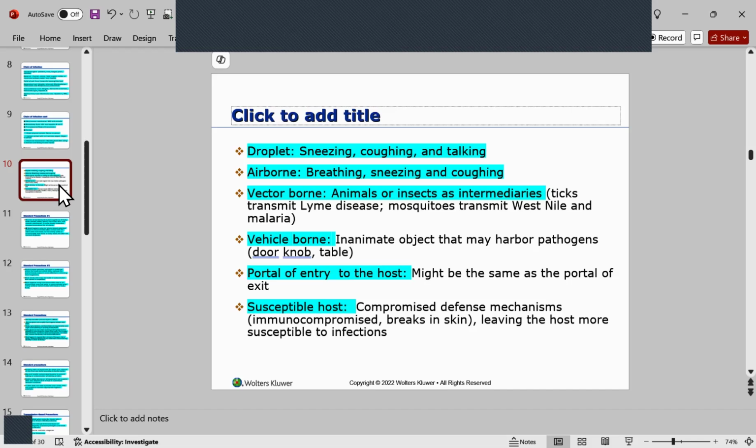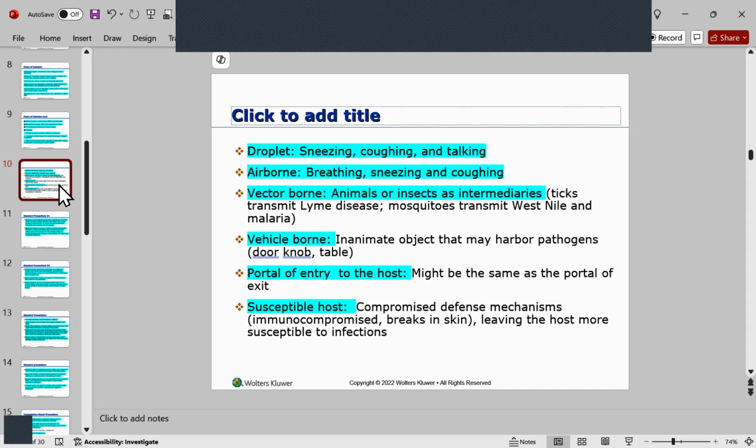Okay. Other ways of transmission are droplet. Droplet is sneezing, coughing, talking. Airborne, you can just be breathing and transmit a disease. And then there are vectors and vehicles. A vector is an animal or an insect that acts as kind of the carrier of the disease. So examples like ticks, they transmit Lyme. Mosquitoes transmit West Nile virus and malaria. So remember, vectors are living things, okay, that carry the disease. Vehicles are inanimate objects that can harbor these pathogens, like a doorknob or a table. So know the difference between a vector and a vehicle.